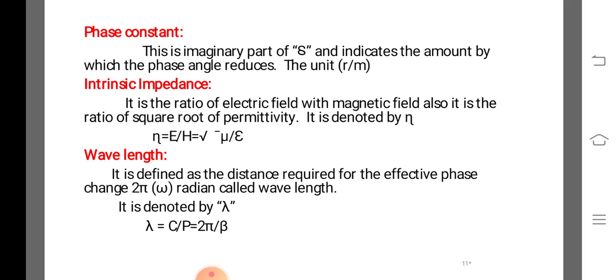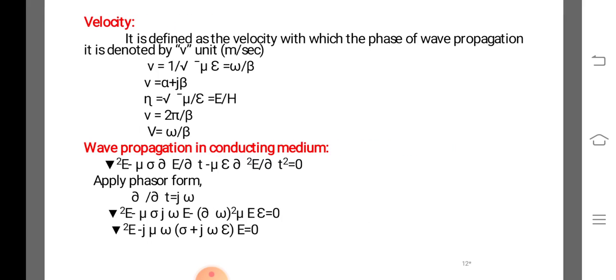Intrinsic impedance is the ratio of the electric field to the magnetic field. Also, it is the ratio of the square root of permeability to permittivity. It is denoted by eta. Eta equal to E by H equal to root mu by epsilon. Wavelength is defined as the distance required for the phase change of 2 pi radians, called wavelength. It is denoted by lambda. So lambda equal to c by f equal to 2 pi by beta.